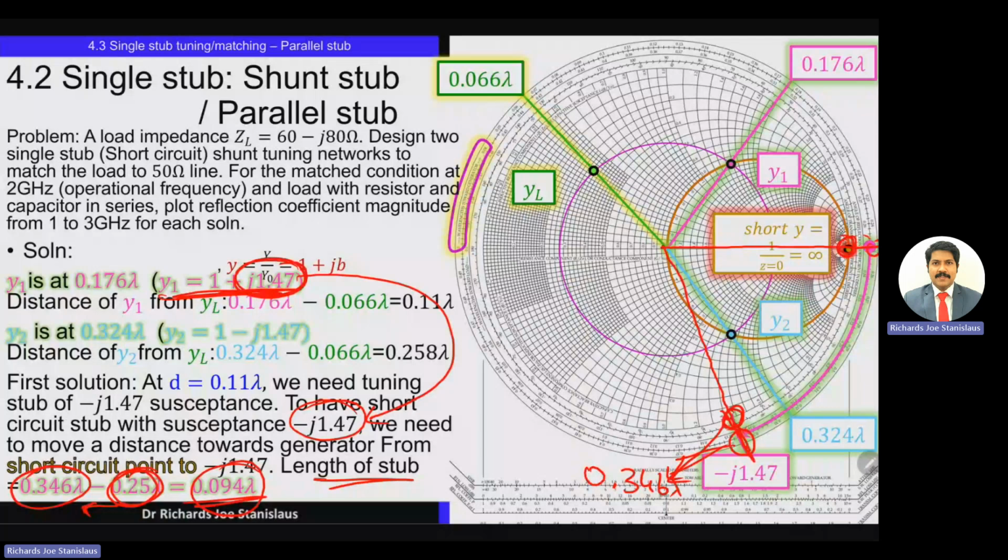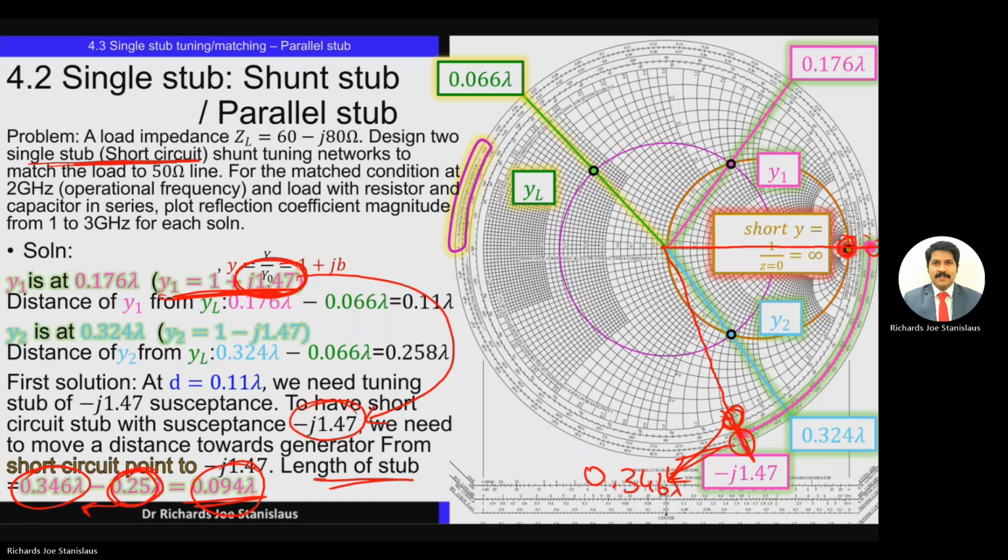Now, again, just to clarify, we are using short circuit because in the problem it has been given. If it was an open circuit, then you need to find out the open circuit point in the Smith chart, right? So what is the open circuit point? Impedance will be infinity, admittance will be 0. Since all the values are in admittance in the Smith chart, you need to locate a point where admittance is 0. So that I leave up to you.